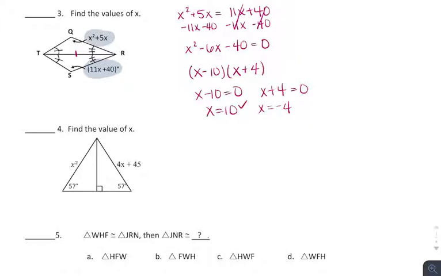The last thing we have to do is plug in negative 4. So if we plug in negative 4, we're going to get negative 4 squared plus 5 times negative 4. So negative 4 squared is negative 4 times negative 4, which is 16 plus negative 20. And that's going to give us negative 4 as an answer, which you can't have. You can't have a negative answer. So negative 4 is not a valid answer. It's just x equals 10.